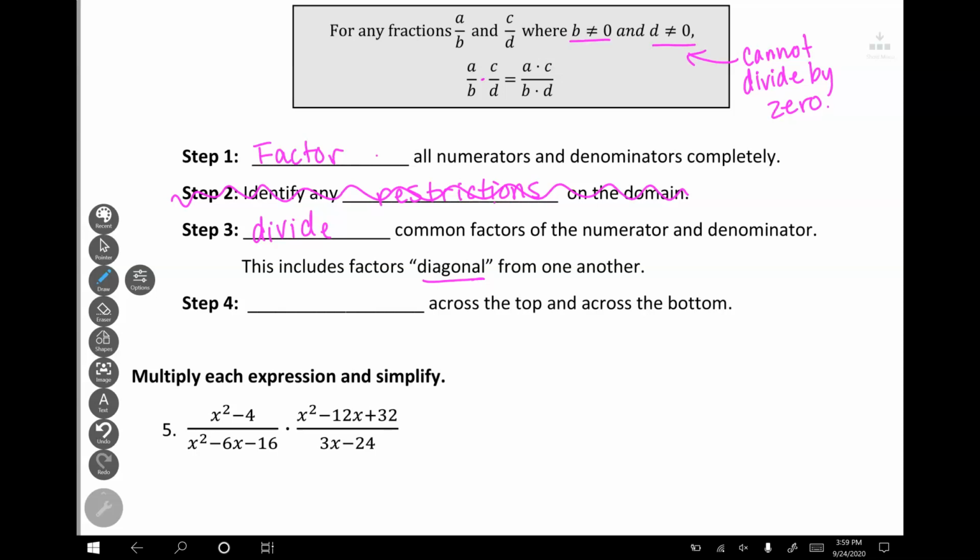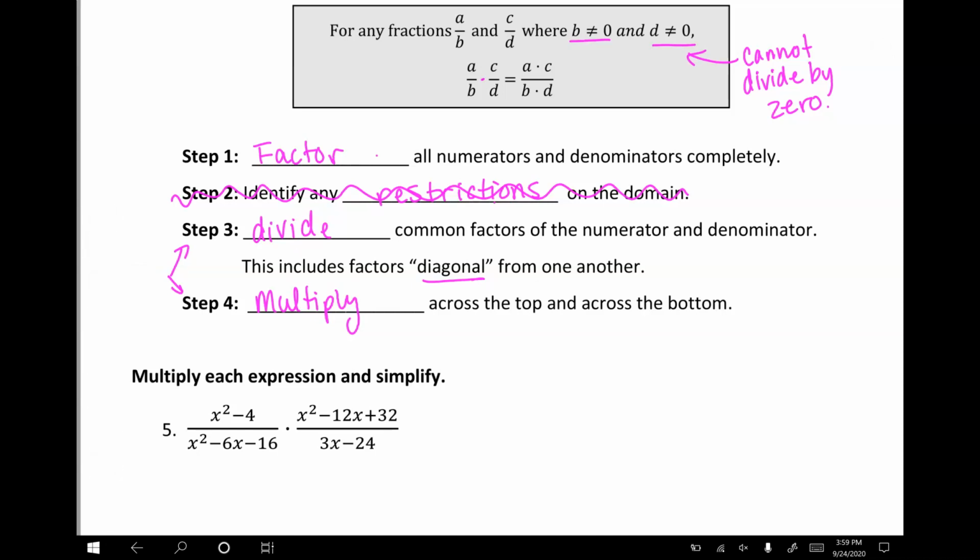Okay, step 4, multiply across the top and across the bottom. So you can do these steps in whichever order you prefer. You can switch those if you want. It doesn't matter if you multiply first and then divide things out, or cancel and then multiply. Just a lot of times it makes things simpler if you divide first, if you cancel factors out first, so that your multiplication is simpler after that.